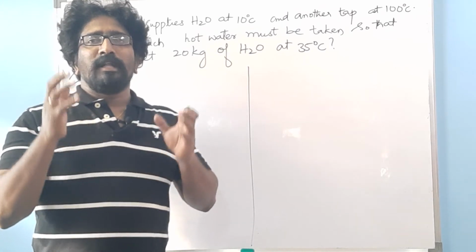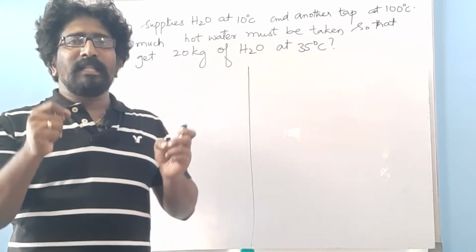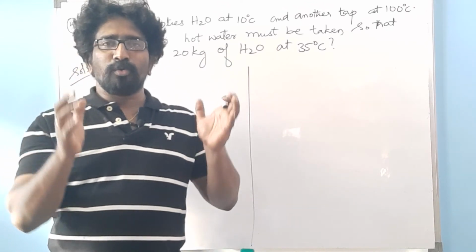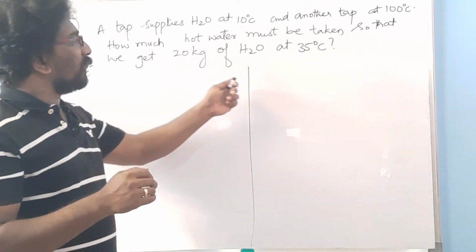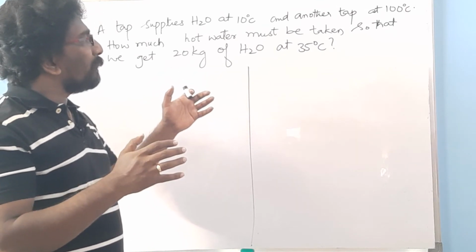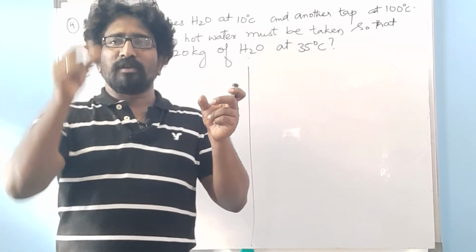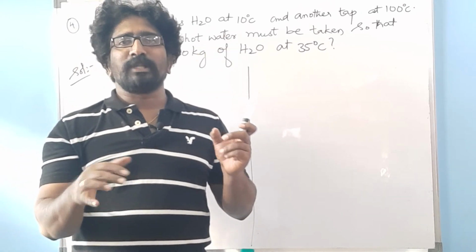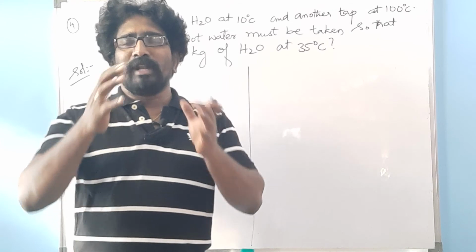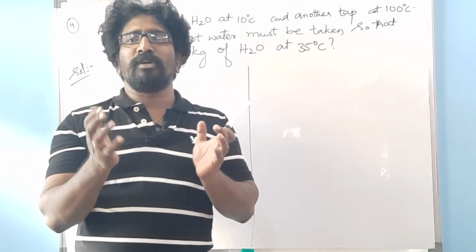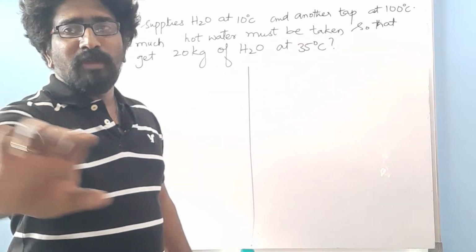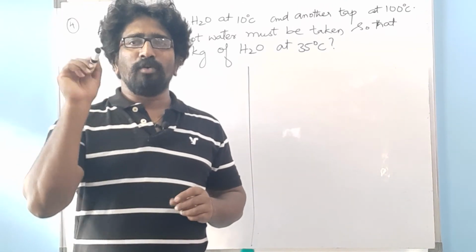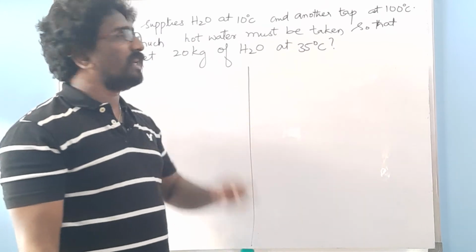So now here they have taken the water in one particular container, and the water which has been taken from the two taps is 20 kg. It means the water has come from the tap supplying cold water, and also water has come from the tap supplying hot water. Whenever this cold water and hot water mix, we know that we will be getting lukewarm water in the container. The temperature of that lukewarm water is 35 degrees Celsius.